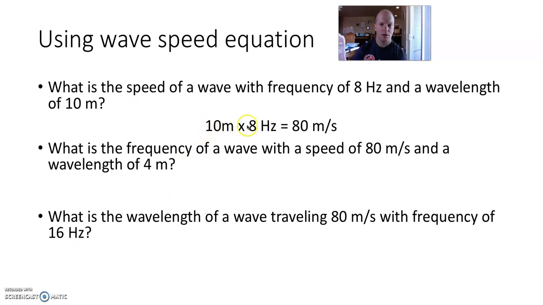We do wavelength times frequency, and we get 80 meters per second. 10 times 8, right? Okay, next one. What is the frequency of a wave? So here we're looking for frequency, right? And remember this, frequency is equal to velocity or speed divided by wavelength.